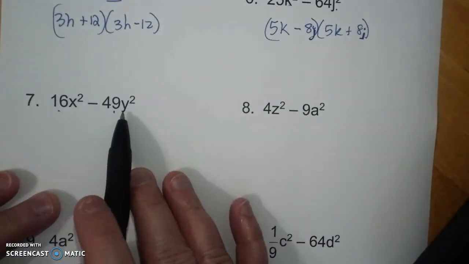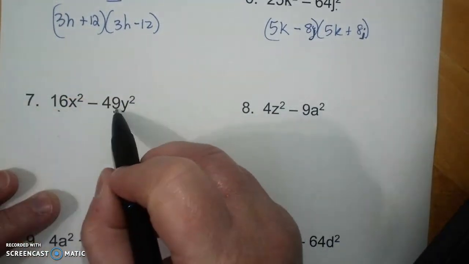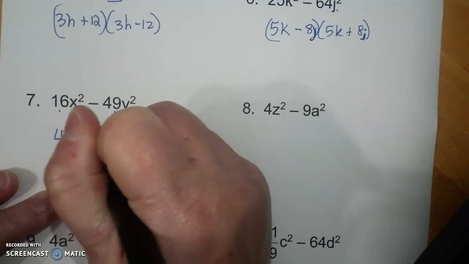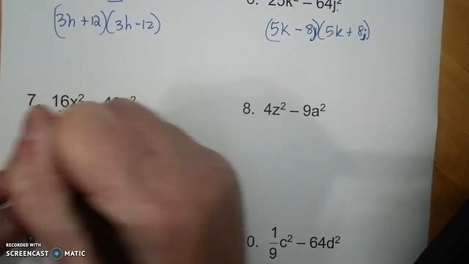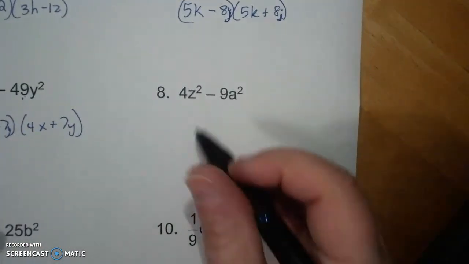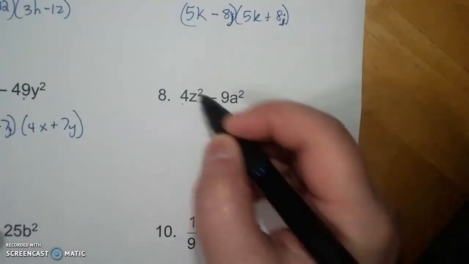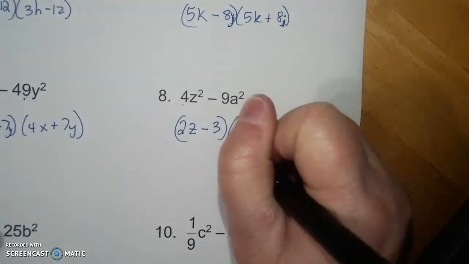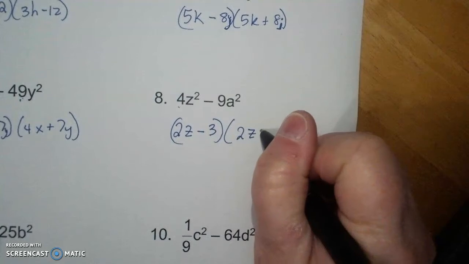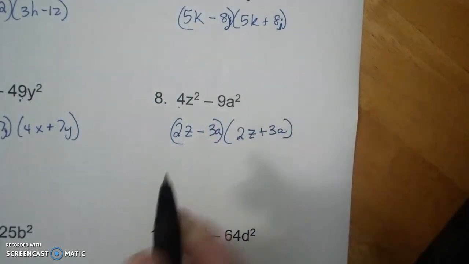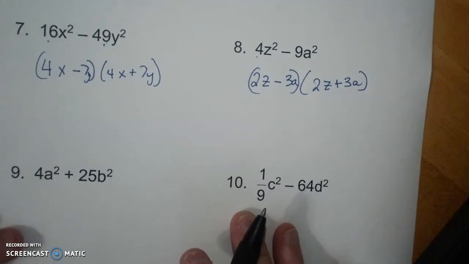So there's a square here too. So, perfect square, 4x minus 7y, 4x plus 7y. Perfect square, 2z minus 3a, 2z plus 3a. You can tell I'm not used to those little squares.